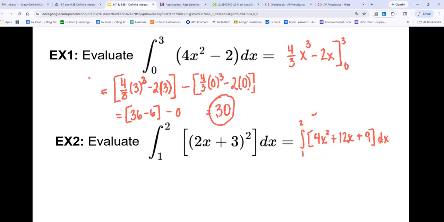And then I can just use my power rule to integrate here. So when I use that power rule, I'm going to increase the exponent by 1. So I've got x to the third, and then I'll have 4/3. And then I'll have x to the second. I'll divide out front by 2, which will give me just 6 here. And then I'll have a plus 9x. And we're going to evaluate this from 1 to 2.